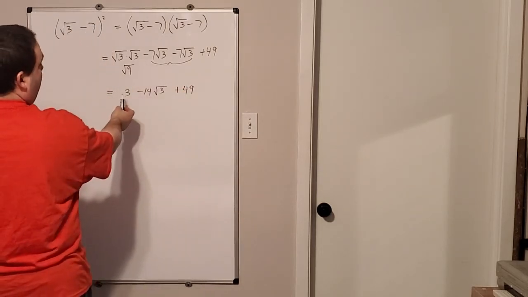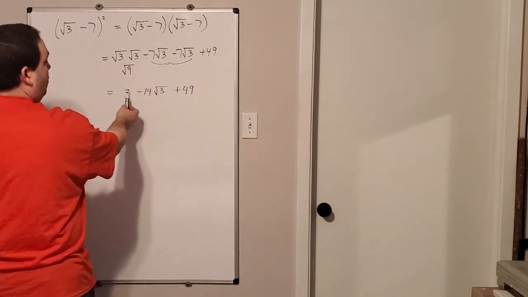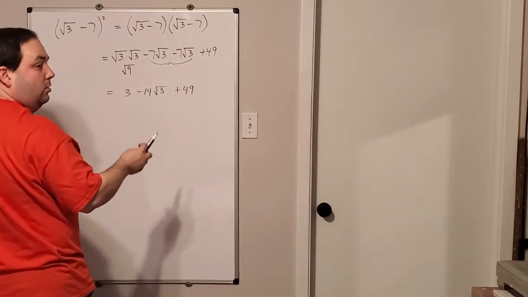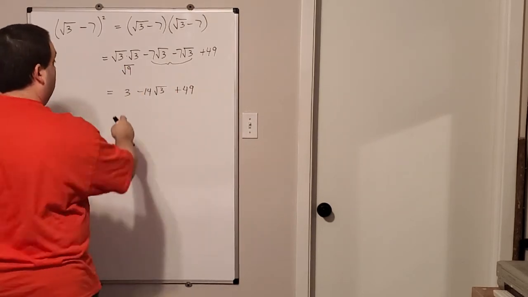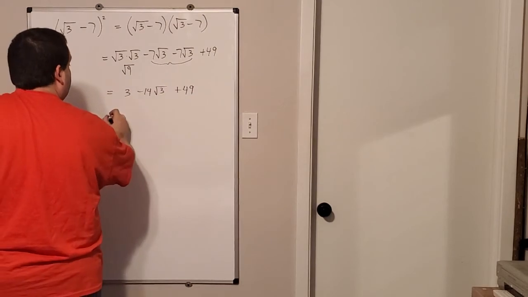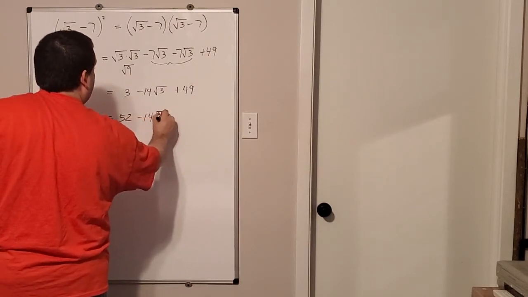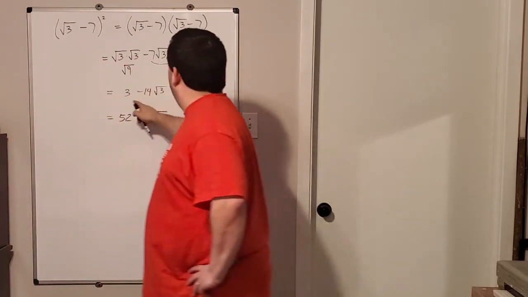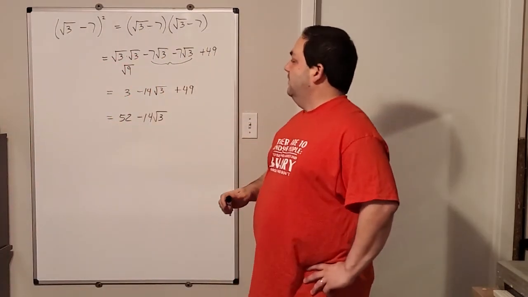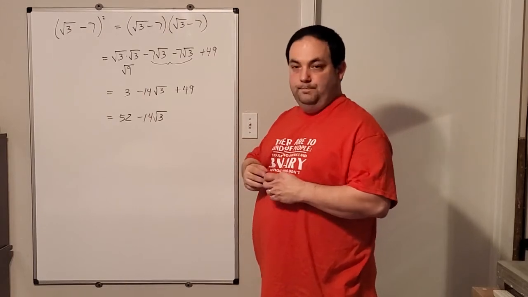You'll notice these two don't have radicals, which also makes the 3 and the 49, quote unquote, like terms. So I can go ahead and combine those as well to finish up. I have 52 minus 14 square root of 3 once I add the 49 and the 3. And then I'm done with that particular problem. Okay?